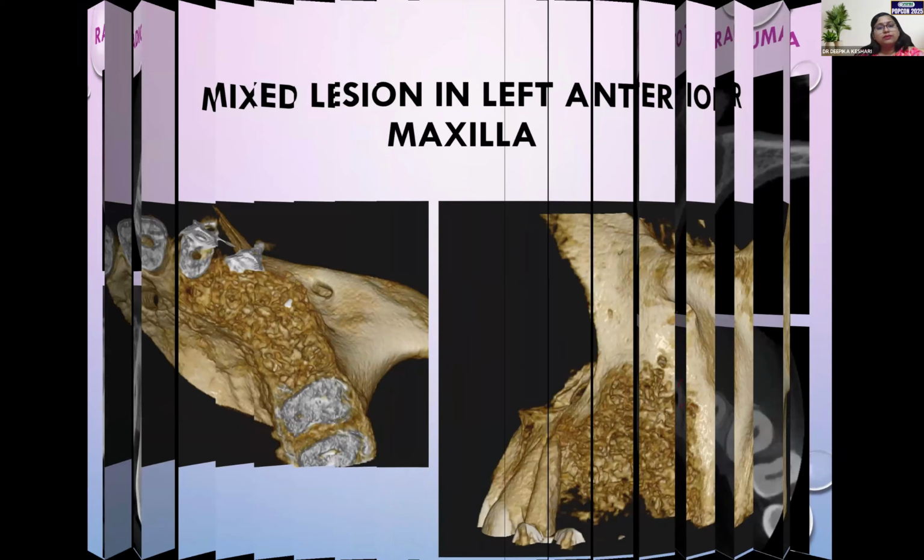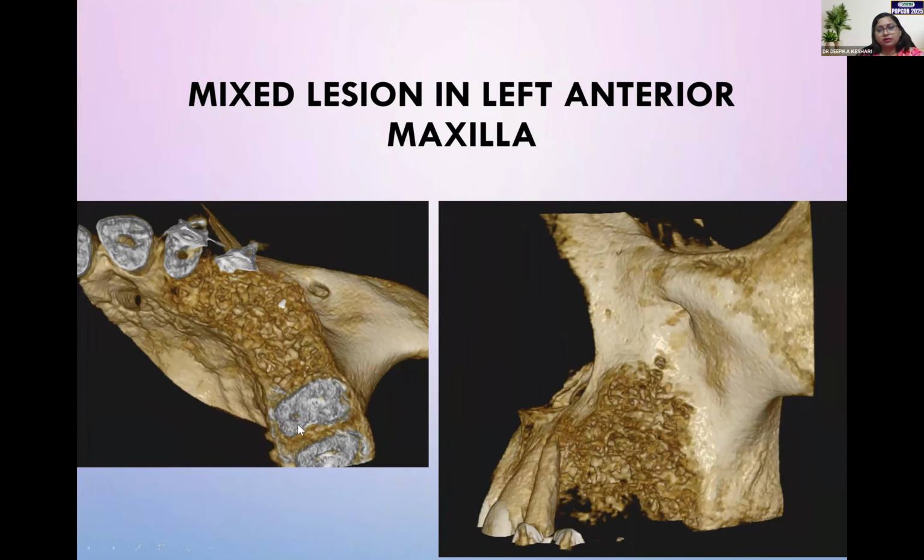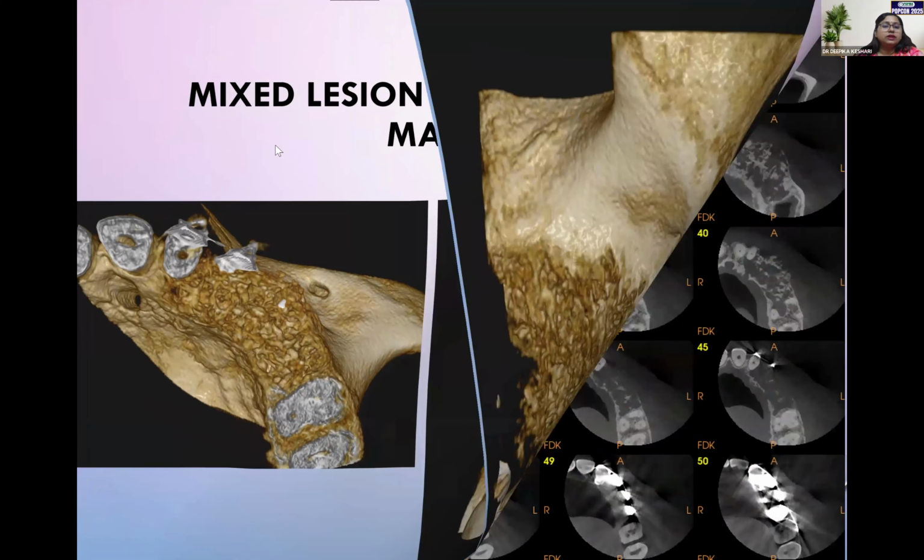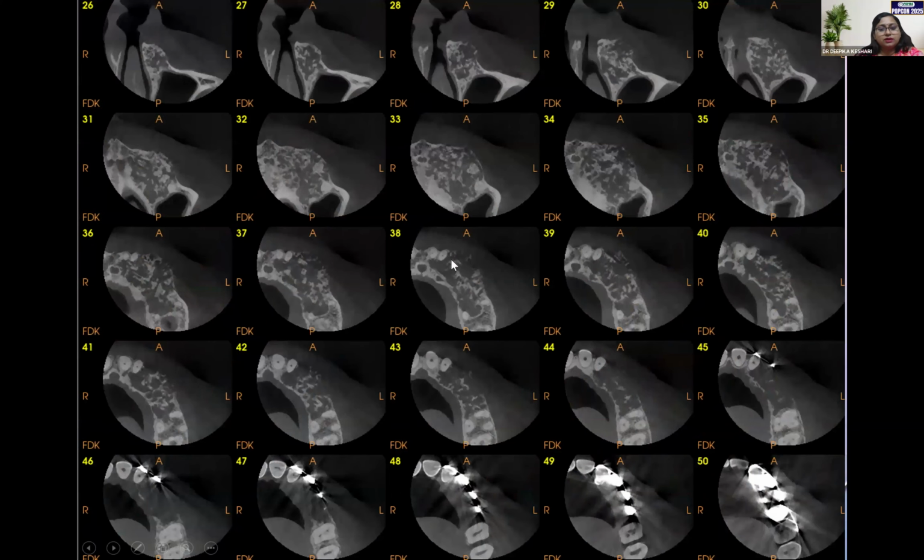Now, moving further to a mixed lesion in the left anterior maxilla, you can see a soap bubble, or no, sorry, honeycomb appearance. It appears to be gelatinous or loose kind of tissue. So when we look at the sections, we can see it's a mixed lesion with very fine internal loculations, appearing to be like a honeycomb-like structure. But here we can see that the outer cortex is thinned out, but it is maintained.